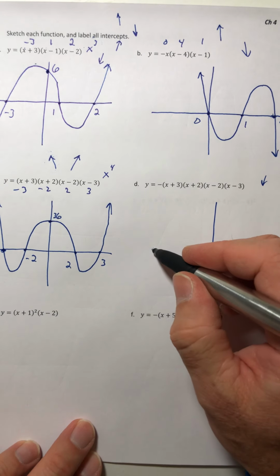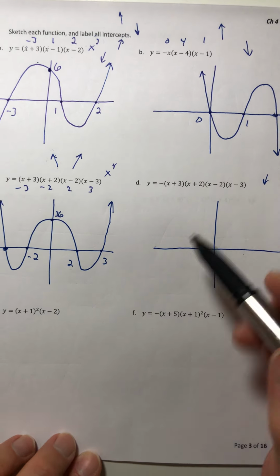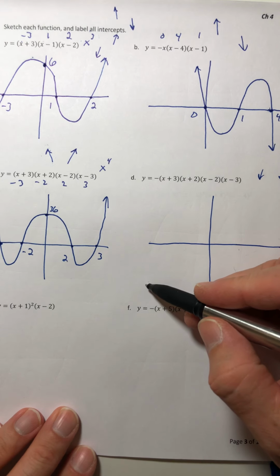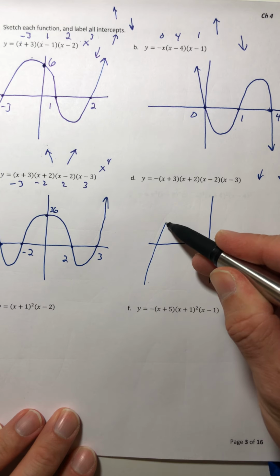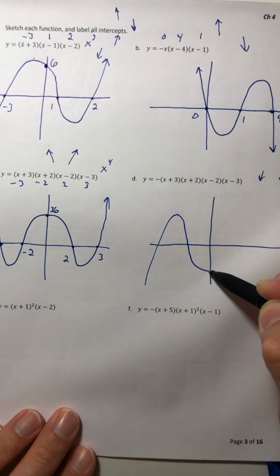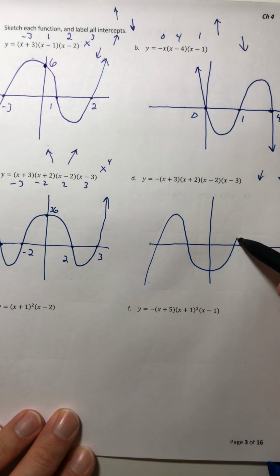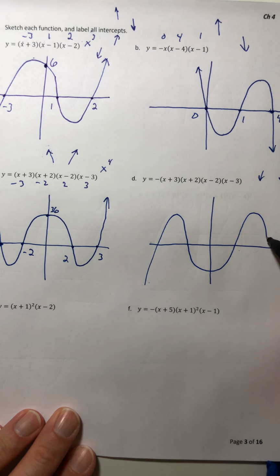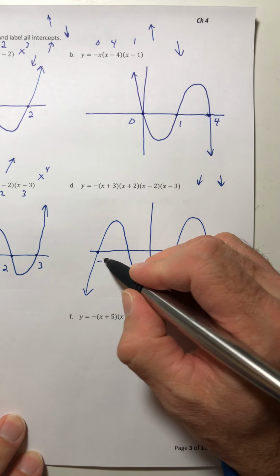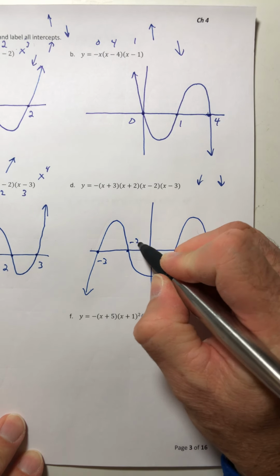My intercepts didn't change, but this graph just flips upside down. So it's coming in from the bottom, and it's going to go up through the -3, curve it back around and go through the -2, curve it back up to go through +2, and then back down again to go through +3. And then put all your intercepts right on there.